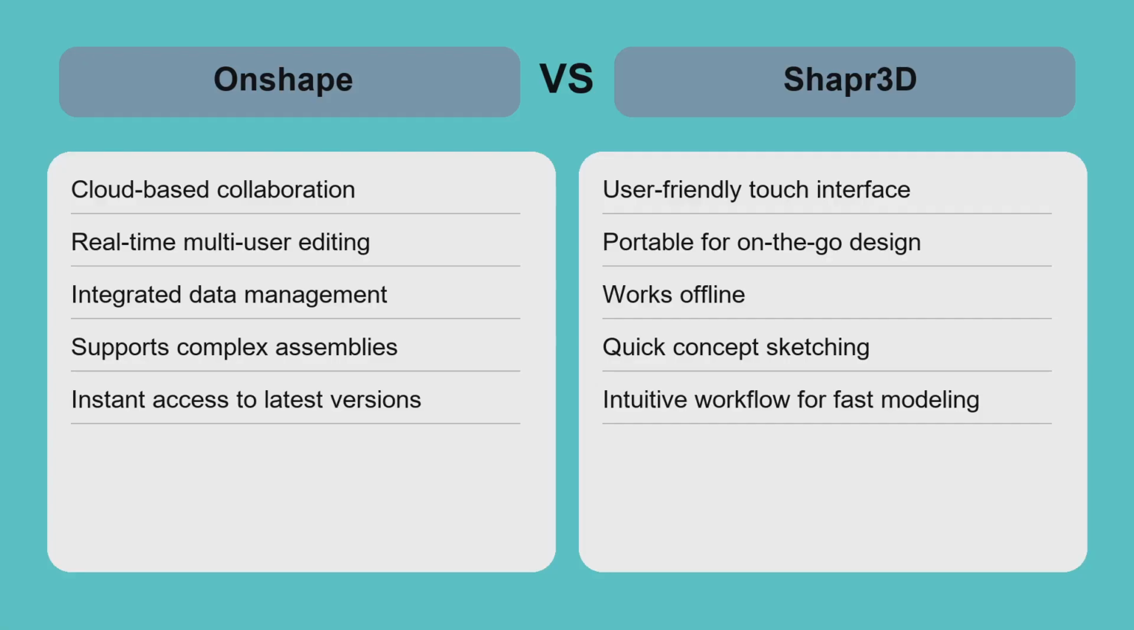Onshape excels in collaborative environments where multiple users need to work on the same project simultaneously, making it a top choice for distributed engineering teams and large-scale product development. Its cloud infrastructure ensures everyone accesses the latest design version without file conflicts.